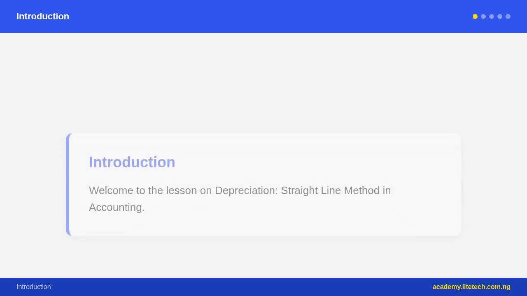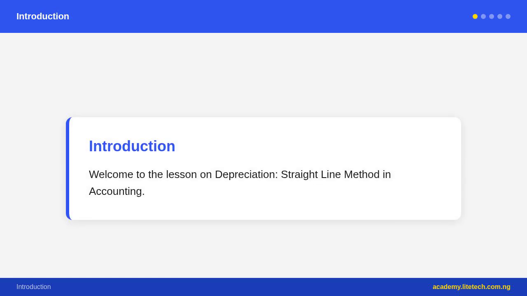Today we study depreciation, the straight line method. What is depreciation? Depreciation is the reduction in the value of a fixed asset over time due to use, wear and tear, passage of time, obsolescence (becoming out of date due to technology changes), depletion (for natural resources), and inadequacy, an asset no longer meets the needs of the growing business.